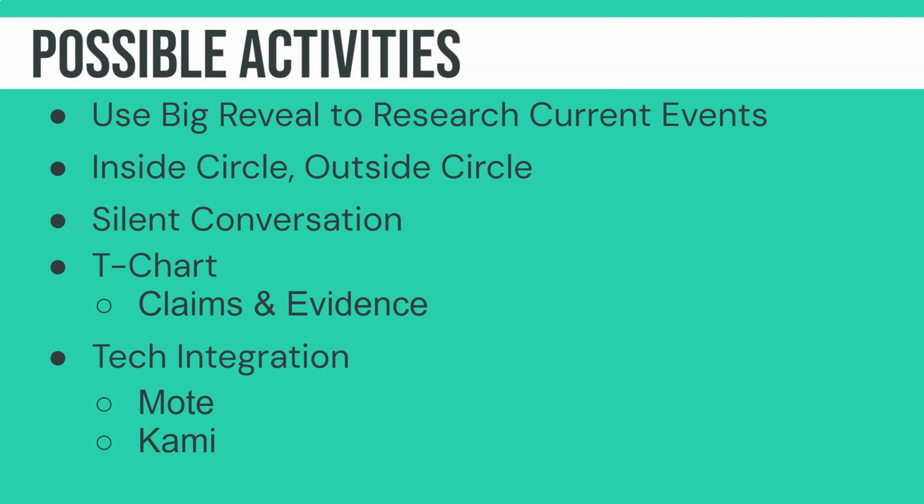The outer circle faces the inner circle and students rotate around the circle to talk about what they see in this image and then what makes them think that. A silent conversation, a poster on the wall with the image, and students just write comments in. So they go up and they write comments about the picture, what they see, what they think, what makes them think that, and then they can respond to other students. I love the idea of a T-chart. Make a claim about what you see, and then why do you think that, with the evidence.